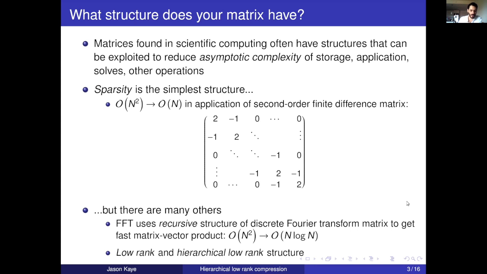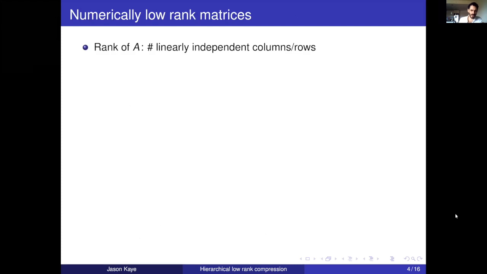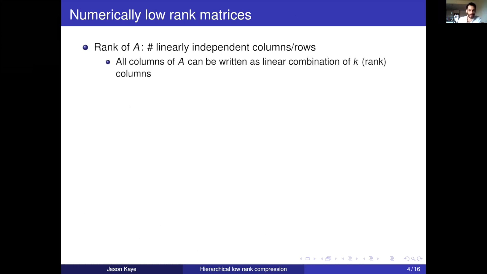So I'm going to talk about another very common structure, which is hierarchical low rank structure, and just starting with low rank matrices. So just some basic definitions. The rank of a matrix A is the number of linearly independent columns or rows. These are the same number. And that just means that all columns of A can be written as a linear combination of K of the columns, where K is the rank.